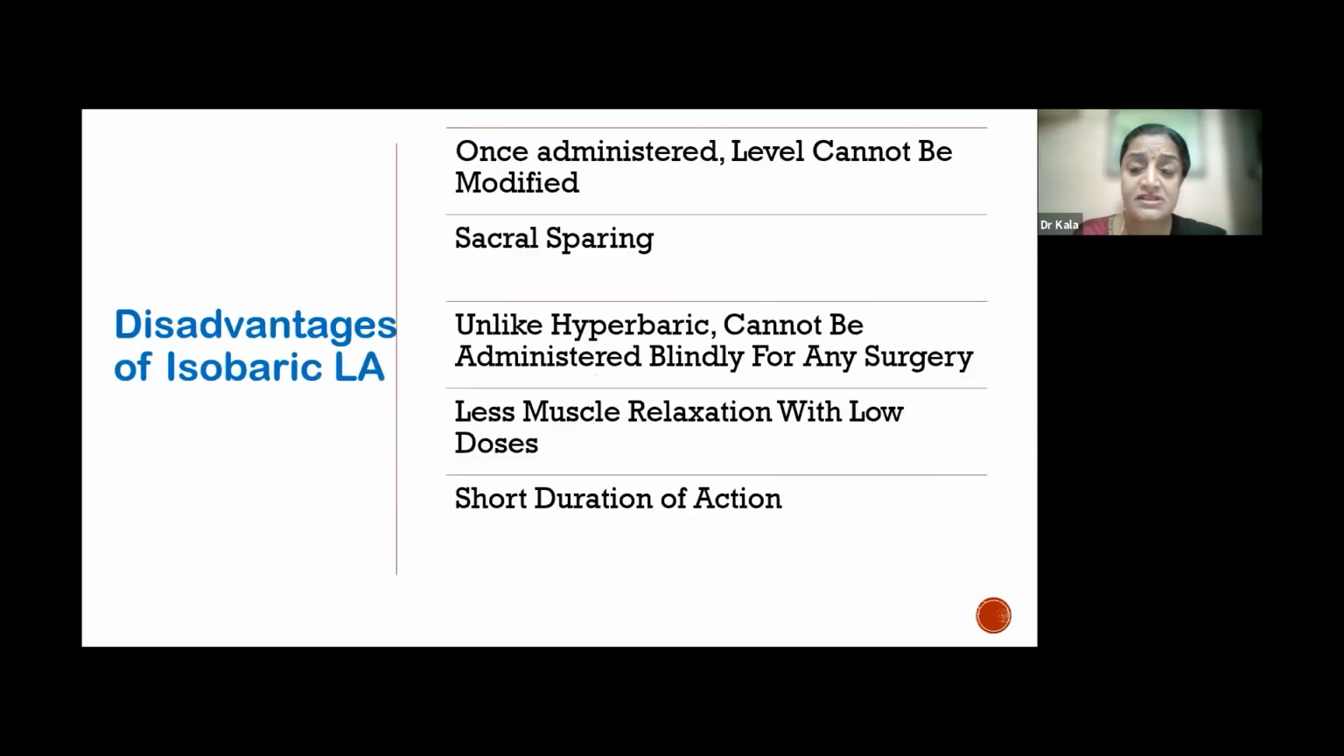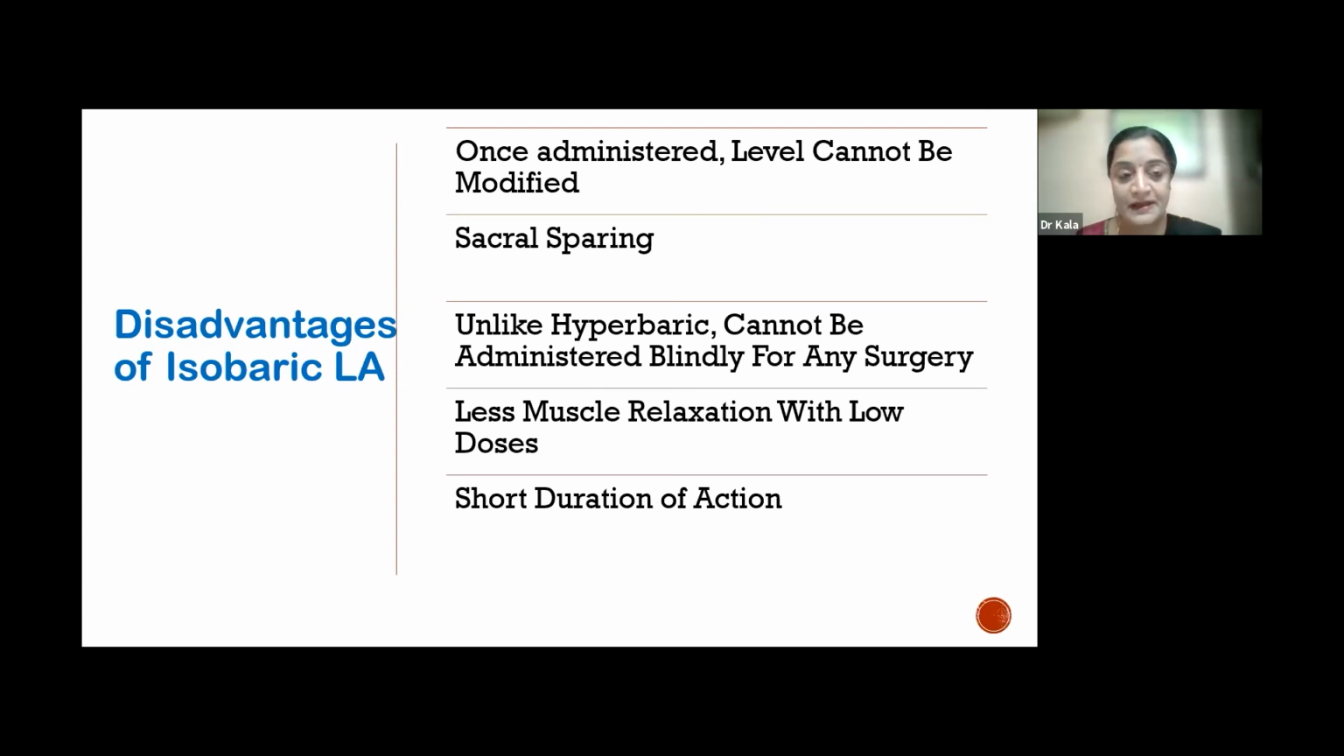But what are the disadvantages? You have to keep in mind that once administered, the level cannot be modified as in hyperbaric by giving head low or head high. There is sacral sparing sometimes, more so especially in surgeries like vaginal hysterectomies and perineal surgeries. So you have to be careful. Unlike hyperbaric, it cannot be administered blindly. For any surgery, you have to know your dermatomes very well.